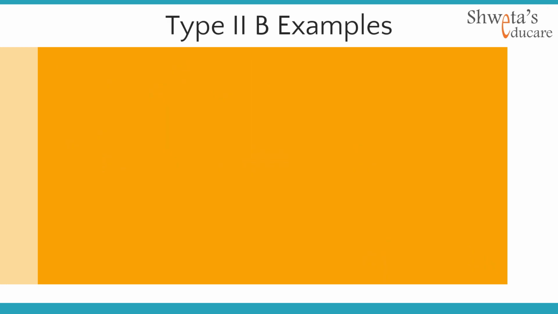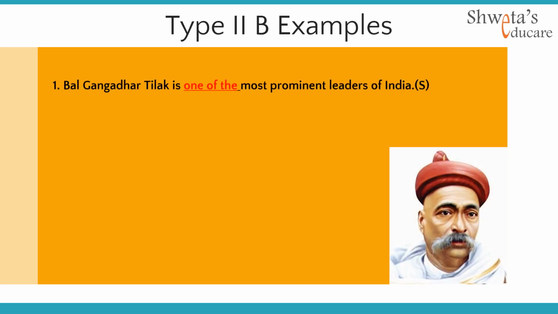Moving to our next type 2b examples. Number 1. Bal Gangadhar Tilak is one of the most prominent leaders of India. Which is the adjective, students? Yes, prominent. So since it's a superlative degree, the word is most prominent, and we also have, as per the rule, one of the. So you all know what you need to change in comparative.